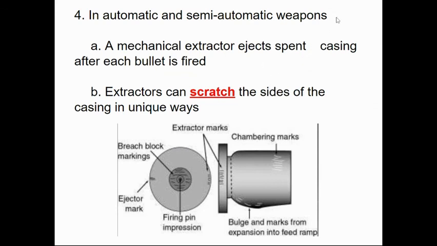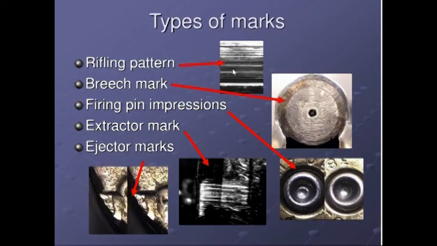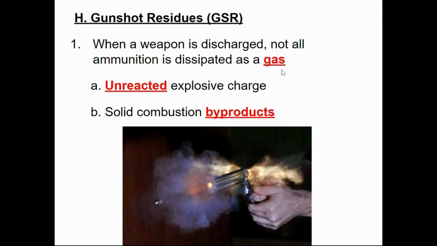In automatic and semi-automatic weapons, again, that extractor is going to eject that spent casing. And so they're going to scratch the sides of this thing in unique ways. And we're going to look for those. And so that ejector is going to leave a mark. So types of marks, again, that we could be looking for: rifling pattern, breech marks, firing pin impressions, extractor marks, ejector marks, and others as well. But these are the most common. And gunshot residue is a talk for another time.